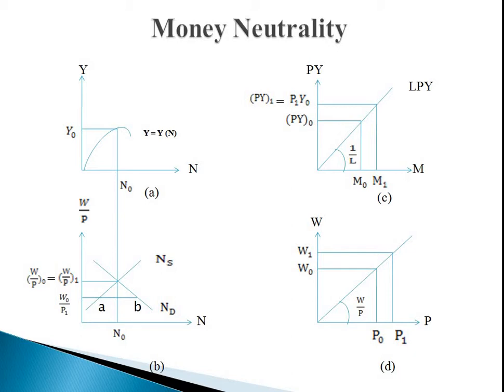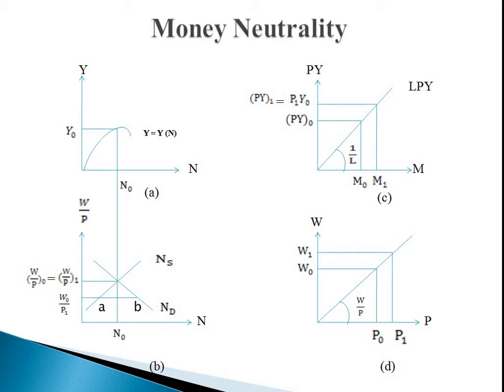Now this increase in price level therefore leads to an increase in money income from Py0 to Py1. But since the level of real output Y0 is the same, the increased money income Py1 is the product of P1 and Y0. So we can see from the figure that Py1 is equal to P1 into Y0. This means that the same output Y0 is now sold at a higher price P1.